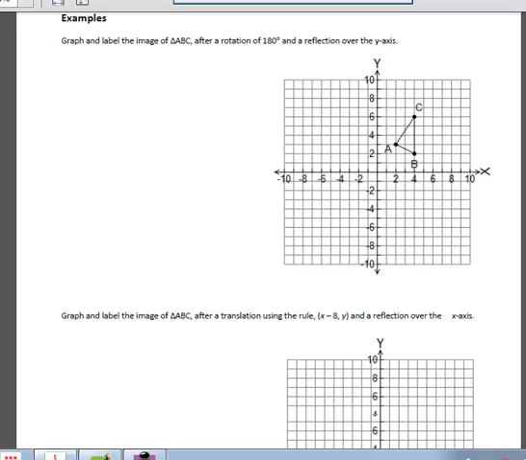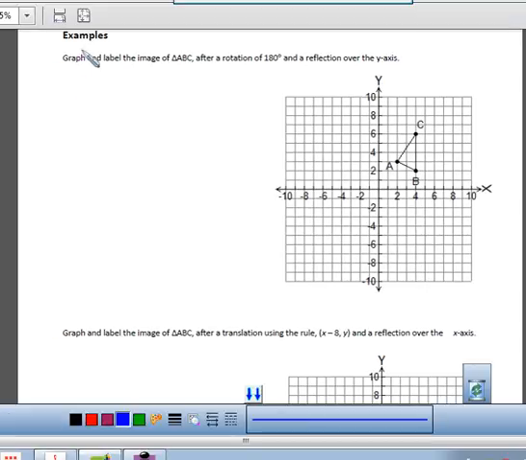I'm going to help you set everything up though. Okay, so the first problem, the first example: graph and label the image of triangle ABC after a rotation of 180 degrees and a reflection over the y-axis. So here's our first and our second transformation.